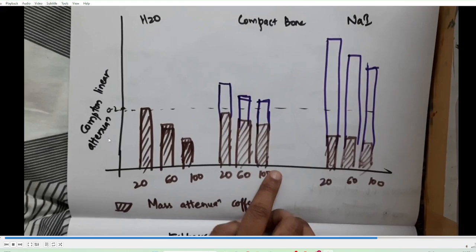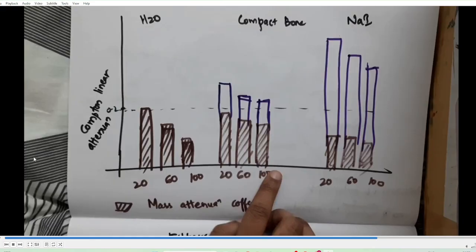So if you see, the number of Compton reactions decreases only slightly with increasing X-ray energies, as the energy of the X-ray beam is increased from 20 to 100 kilo electron volt. Compton linear attenuation coefficient for bone decreases by 20%, while photoelectric attenuation decreases more than 99%. This shaded portion is the Compton mass attenuation coefficient. The mass attenuation coefficient indicates the amount of attenuation per gram, and it is not dependent on density.